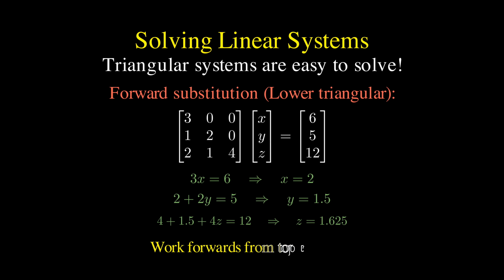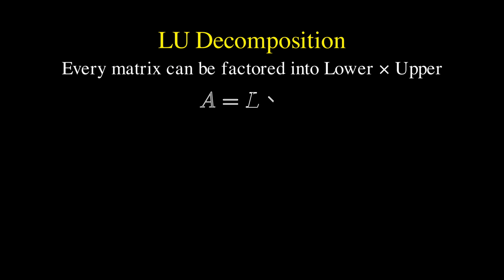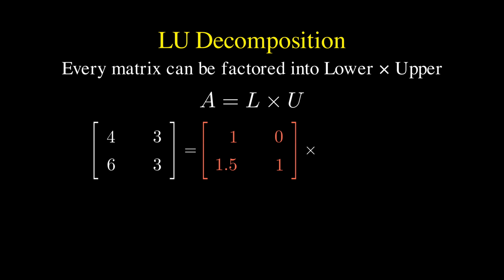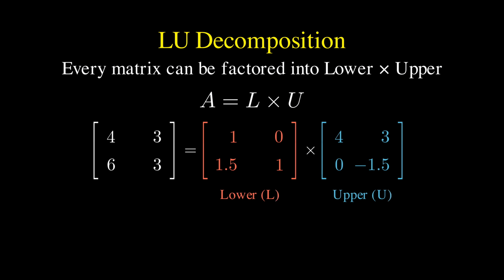And this brings us to one of the most important ideas in numerical linear algebra, LU decomposition. It turns out that almost any matrix A can be factored into the product of a lower triangular matrix L and an upper triangular matrix U. So A equals L times U.